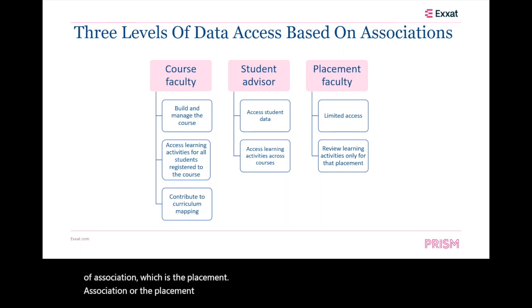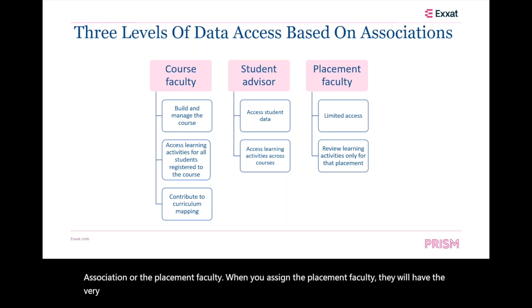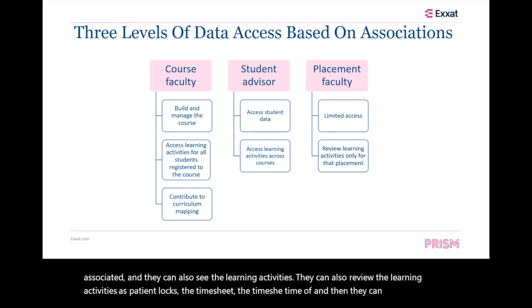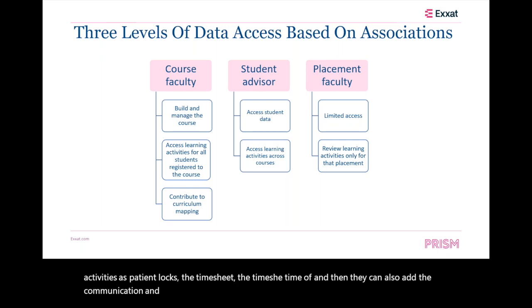And if we talk about the third level of association, which is the placement association or the placement faculty, when you assign the placement faculty, they will have very limited access. They will have access only to the placement with which they are associated, and they can also see and review the learning activities such as patient logs, the timesheet, and the time off. They can also add communication and interventions.